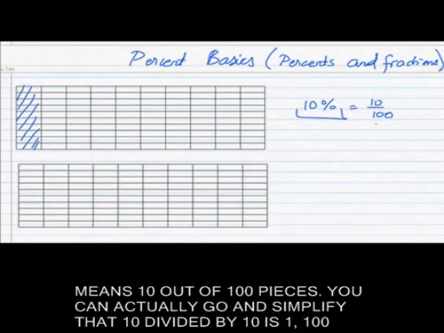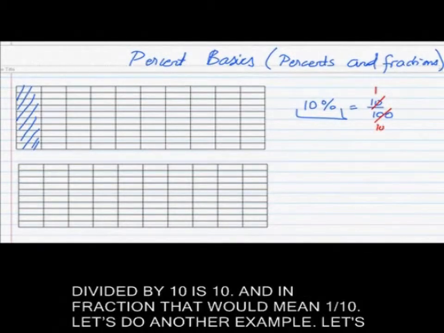You can actually go and simplify that. 10 divided by 10 is 1. 100 divided by 10 is 10. And in fraction, that would mean 1/10.